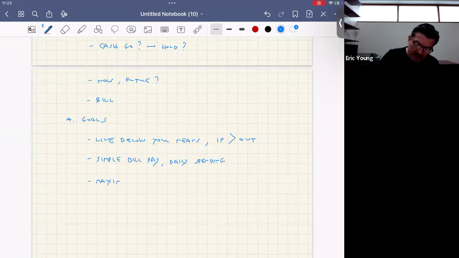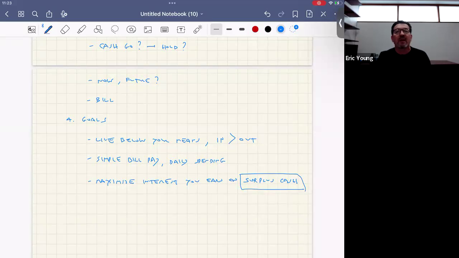Another goal would be to maximize the interest that you earn on your cash. Actually, we'll be real precise. Maximize the interest that you earn on, we'll call it, your surplus cash, right? Your surplus cash. If you're living below your means, living day to day, week to week, month to month, net cash positive, bringing more money in than you spend out, you're going to start to build up some extra cash. This surplus of cash will be what you use to achieve your goals.